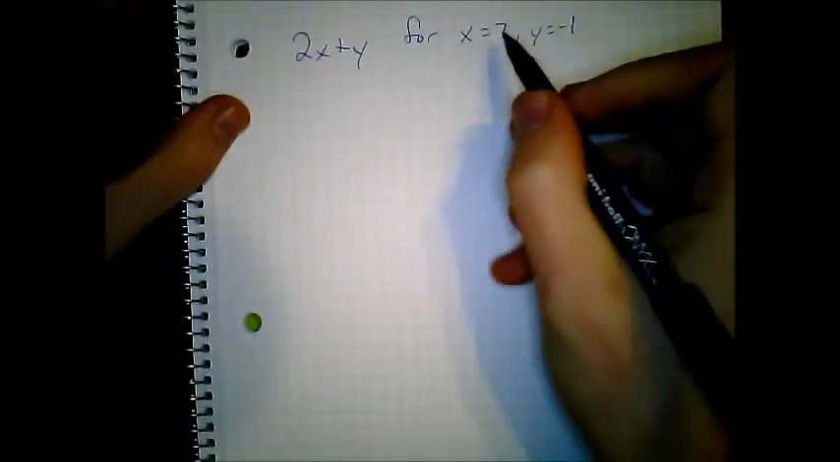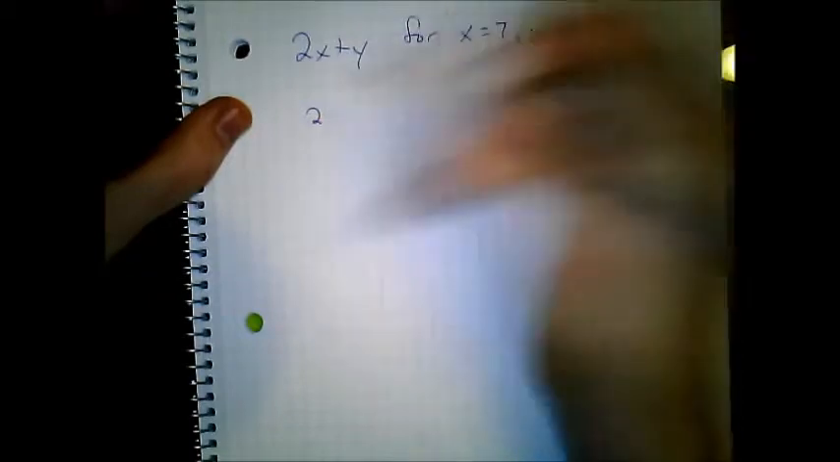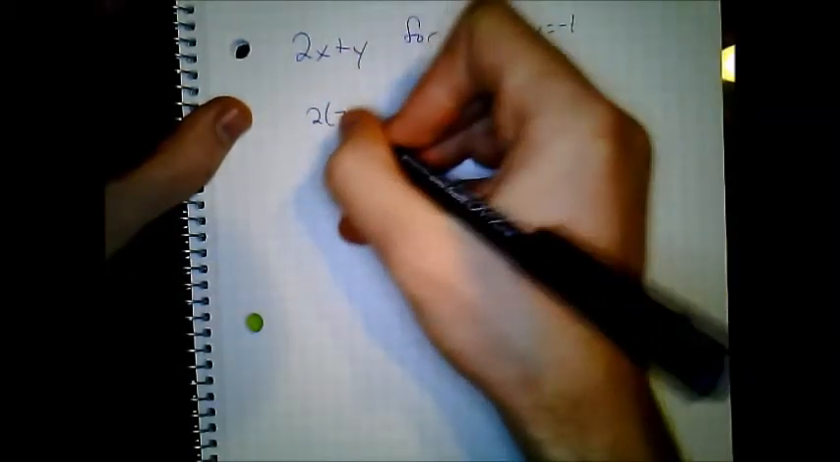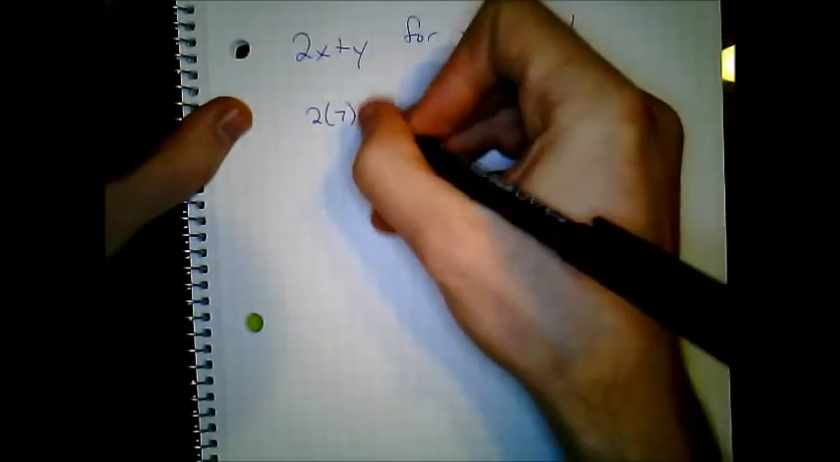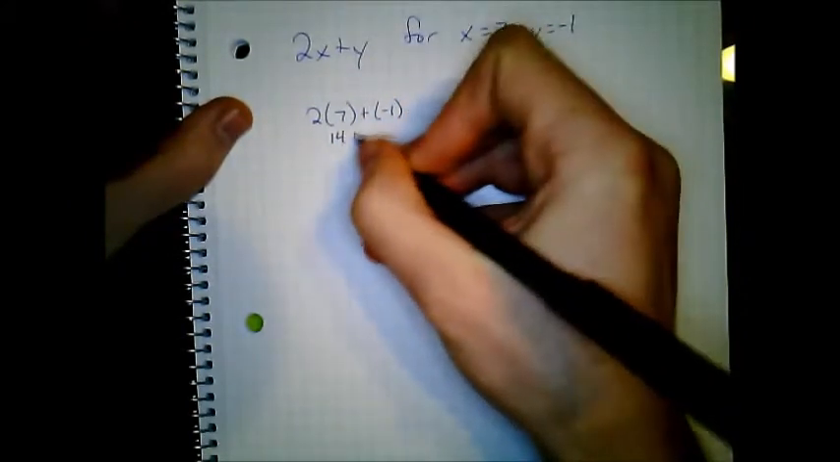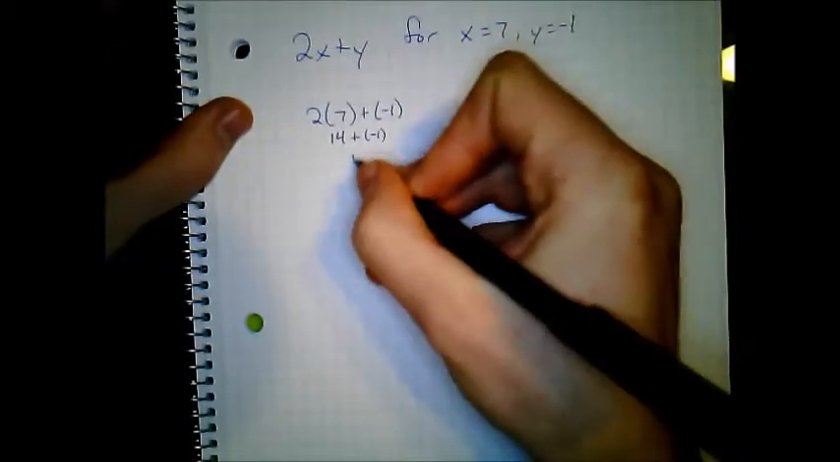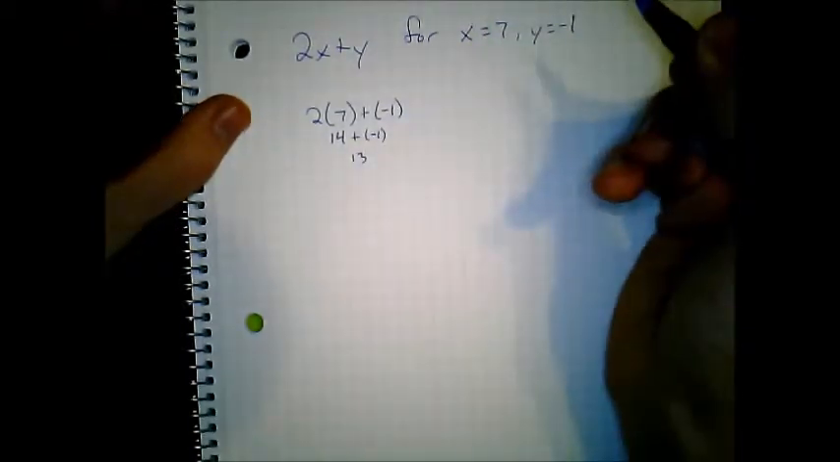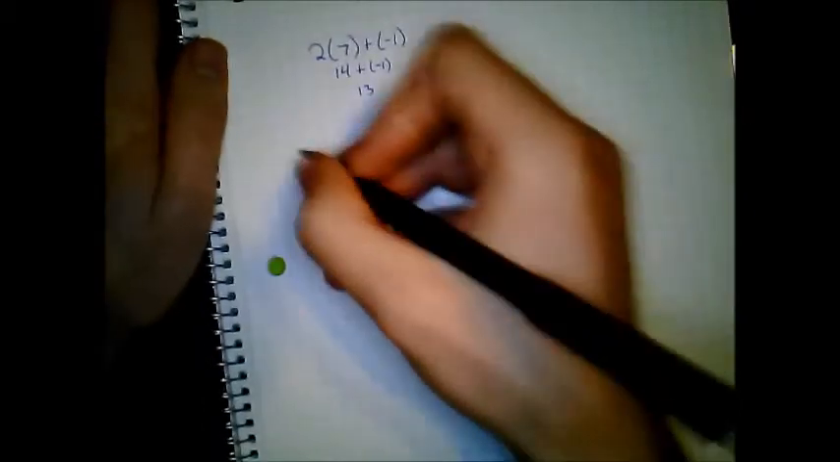Okay, so we're going to substitute 7 in for x. So we're doing 2 times 7. Remember, that's 2 times 7. It's 2 times x. So we're doing 2 times 7 and negative 1 in for y plus negative 1. 2 times 7 is 14. 14 plus negative 1 is 13. That's it.